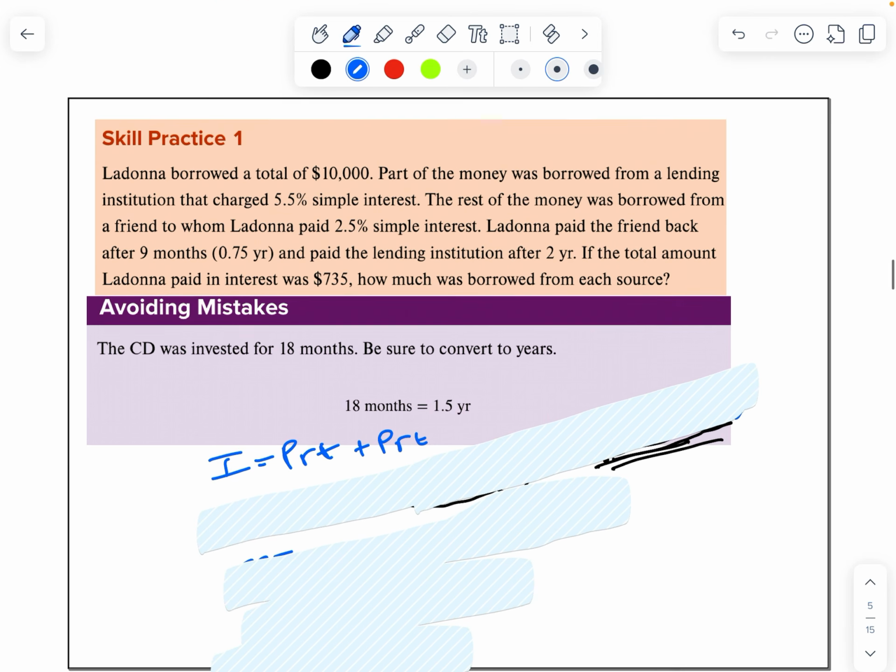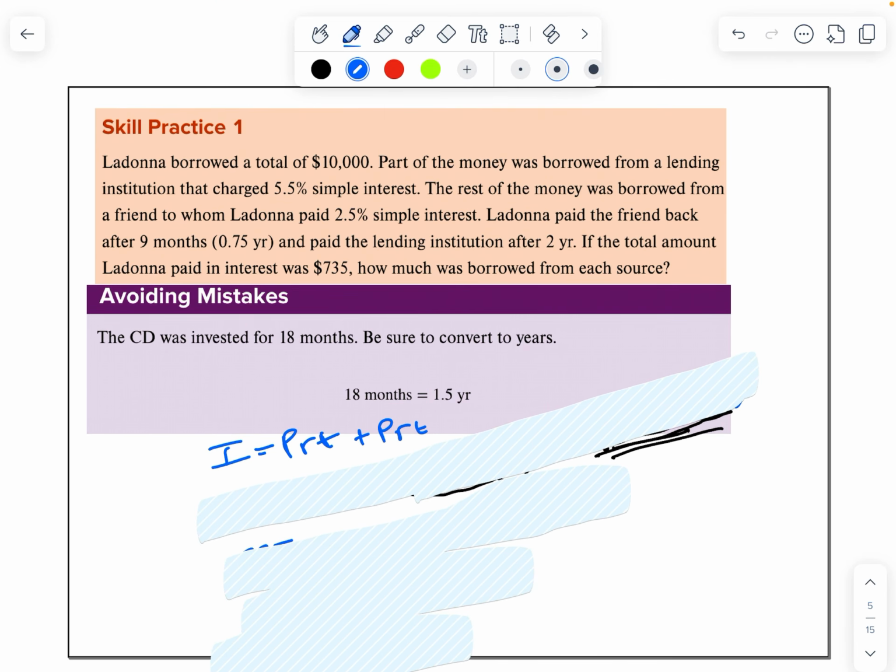LaDonna borrowed a total of $10,000. That's how much she borrowed, right? That's the total principal. Part of the money was borrowed from a lending institution at 5.5% simple interest. That's 0.055. The rest of the money was borrowed from a friend, to whom LaDonna paid 2.5% simple interest. That's 0.025. LaDonna paid the friend back in 0.75 year and the lending institution after 2 years.